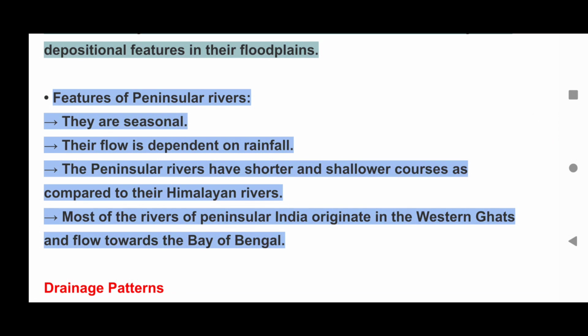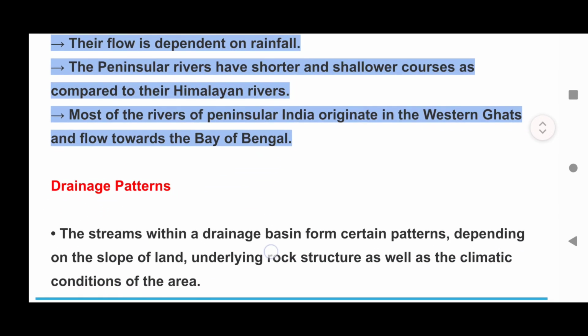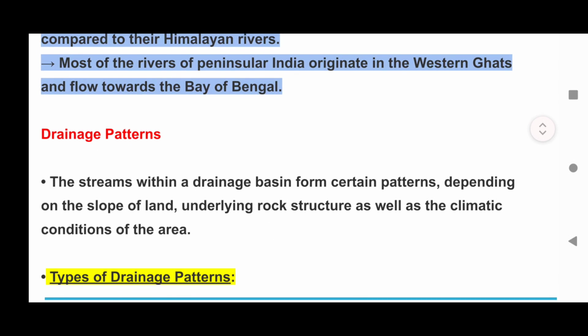Features of peninsular rivers. They are seasonal. Their flow is dependent on rainfall. The peninsular rivers have shorter and shallower courses as compared to the Himalayan rivers. Most of the rivers of peninsular India originate in the Western Ghats and flow toward the Bay of Bengal.